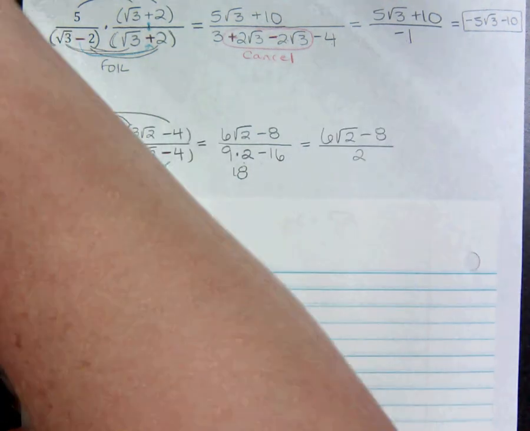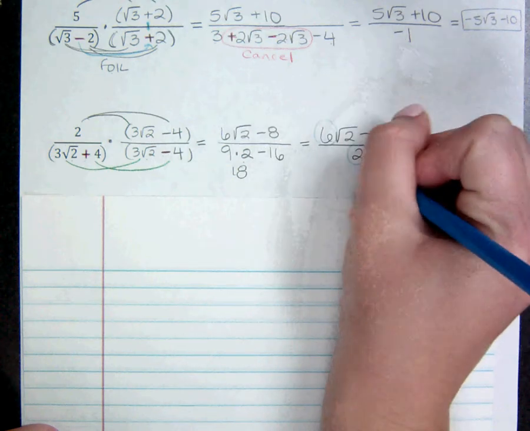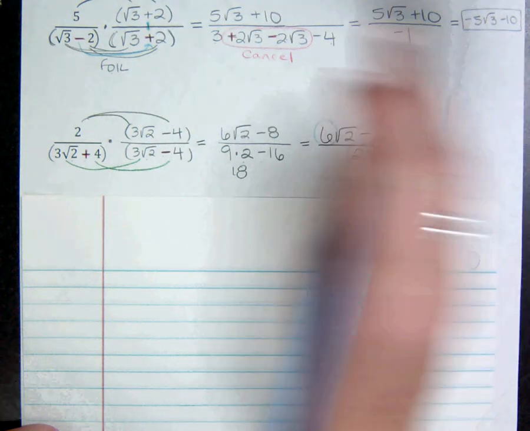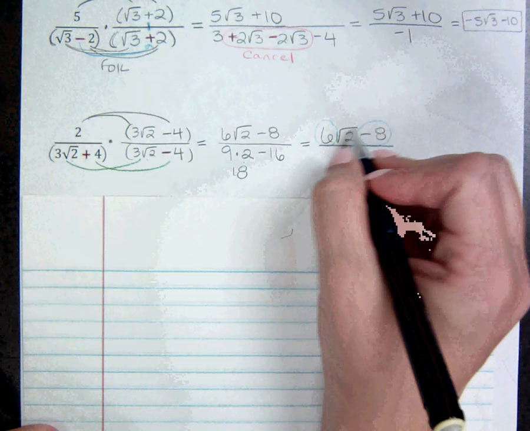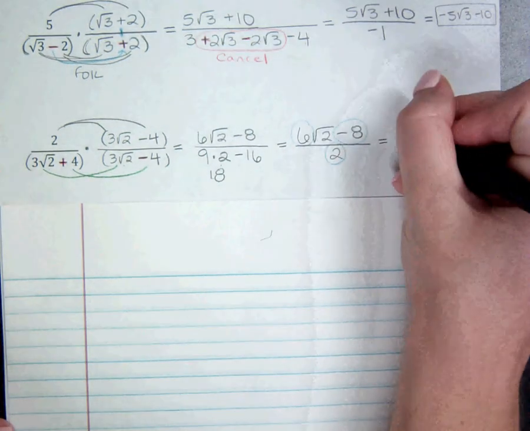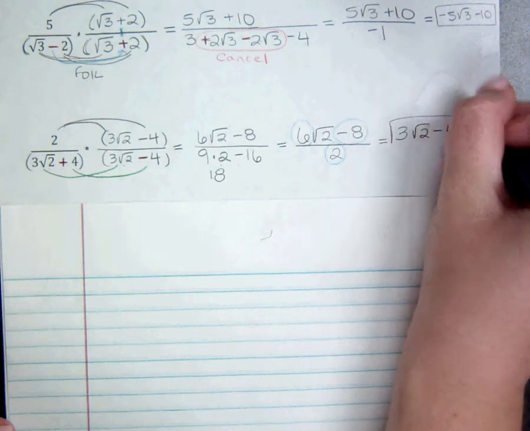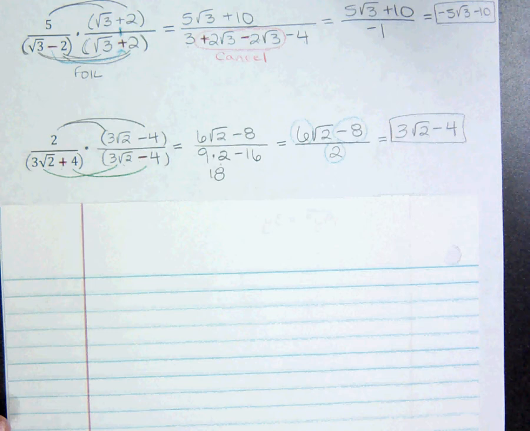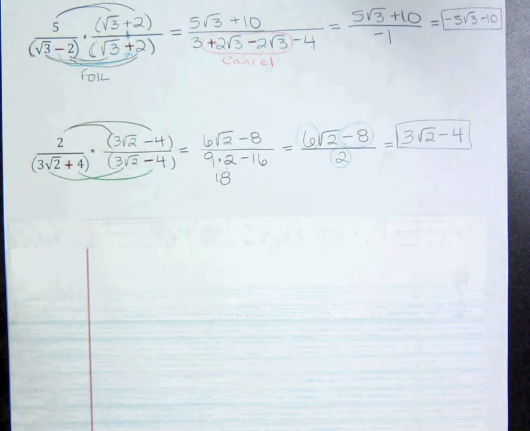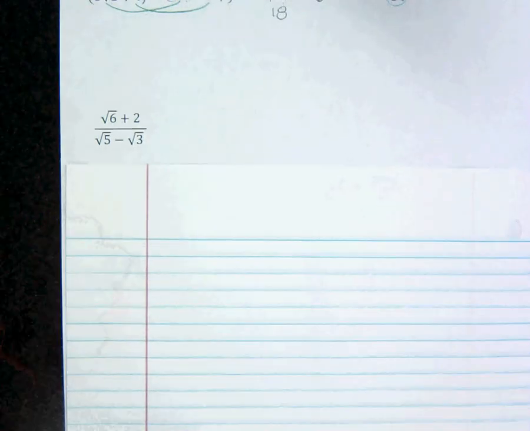And then you look at the outside numbers, not in the radical, but everything else. The 6 can divide by 2, and the 8 can divide by 2. What's in the radical doesn't matter because we can't divide it anyway. So that gives us 3 radical 2 minus 4 as the final answer. So we multiply by the conjugate to get rid of those radicals on the denominator. Let's look at the next example.